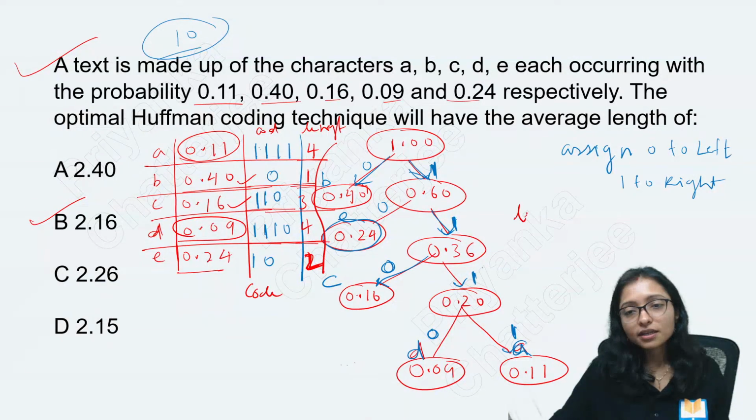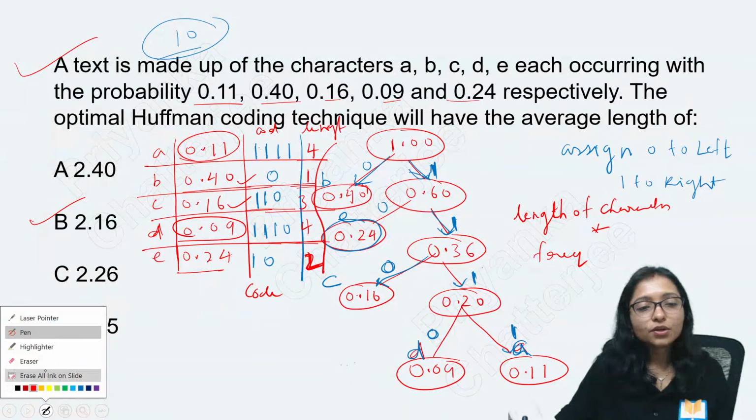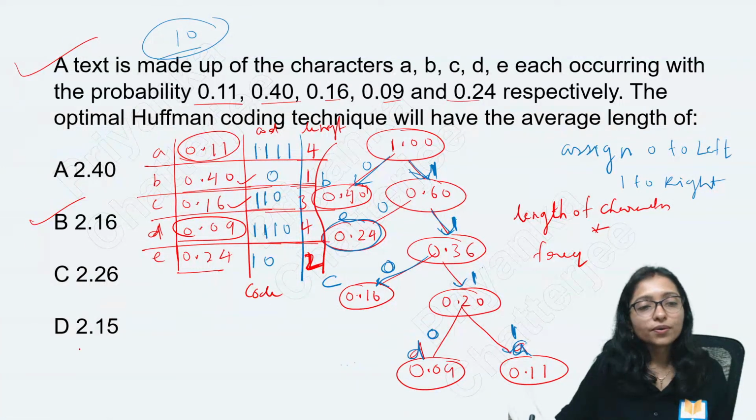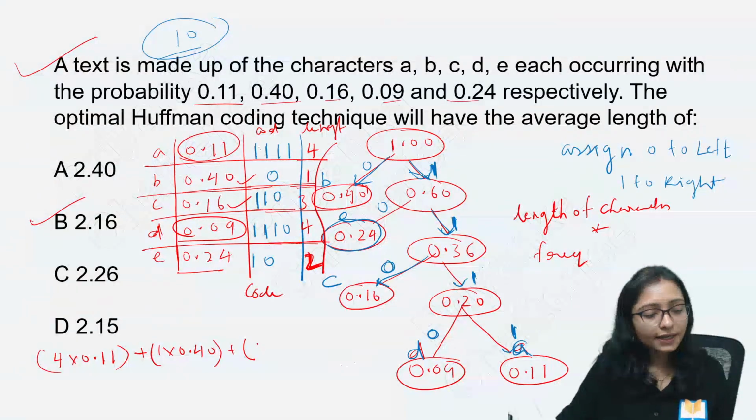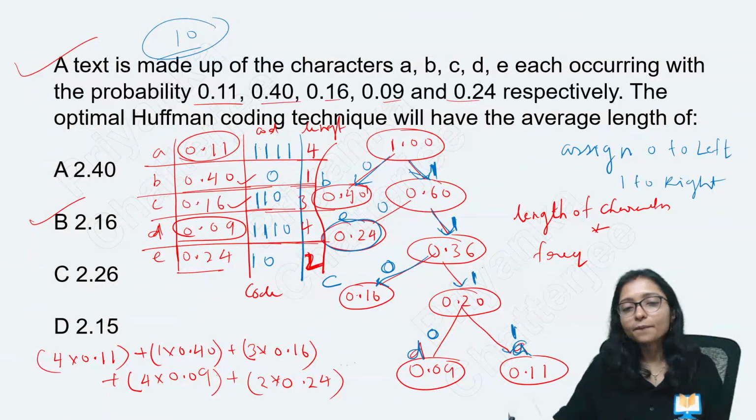Length of character multiplied by the frequency. Multiply by frequency. So here I am getting for A, one by one we will do it. For A, what is the value? 4 multiplied by 0.11. Then plus for B, 1 multiplied by 0.40. Plus for C, 3 multiplied by 0.16. Then for D, 4 multiplied by 0.09. Then for E, 2 multiplied by 0.24. So you are getting the final answer 2.16.